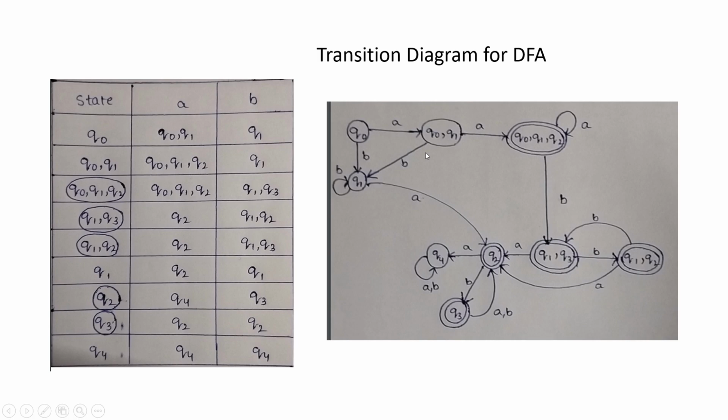So here is the transition diagram for DFA. First, starting from the Q0 state. If I gave input A to Q0, it goes to Q0 and Q1 state. If I gave input B to Q0, it goes to Q1. In the same way, if I gave input A to Q0, Q1, it goes to Q0, Q1, Q2. If I gave input B to Q0, Q1, it goes to Q1.